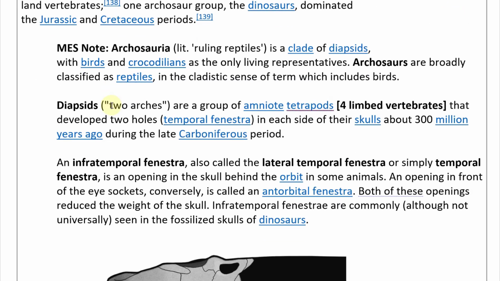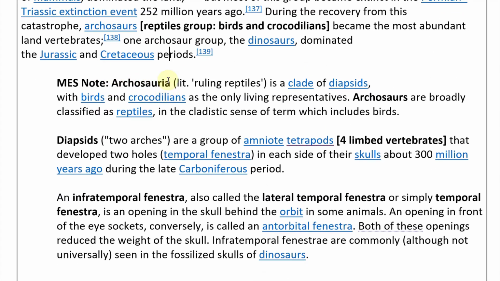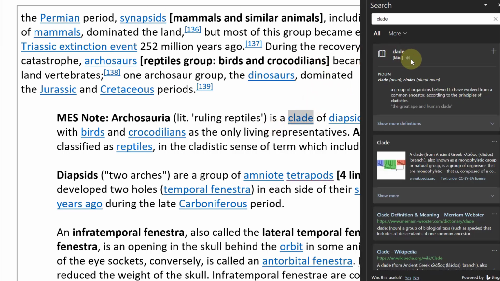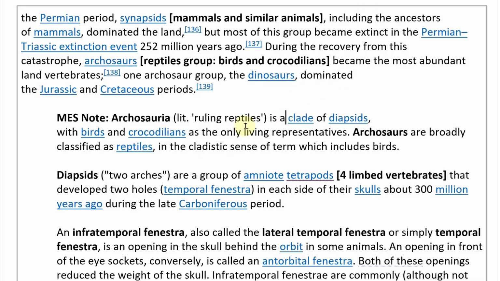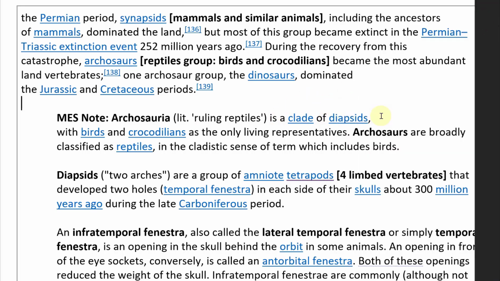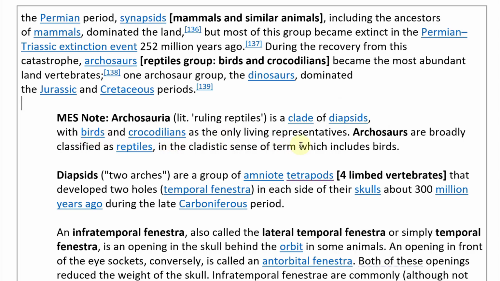Let me just note, Archosaurian literally means ruling reptiles, and is a clade of... Actually, before I go further, let's see the pronunciation on this one. Clade. Yeah, so they call it clade. I've been calling it clad, basically trying to assume the more common pronunciation. But anyway, so Archosaurian is a clade of diapsids. Let's see the pronunciation, diapsid. Yeah, it's a clade of diapsids with birds and crocodilians as the only living representatives.